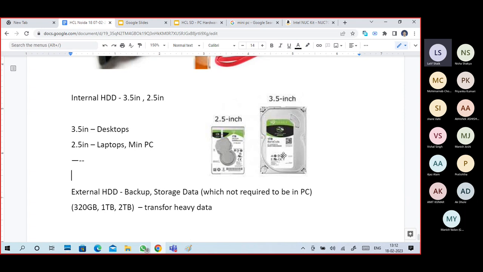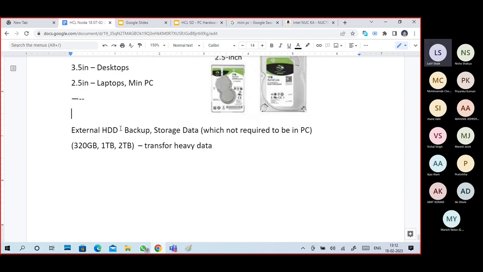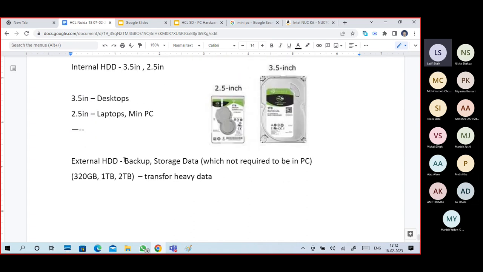Guys, 3.5 inches means for desktop purpose, 2.5 inches for a laptop or a mini PC. And another one is external hard disk. Internal hard disks are okay, but external hard disk, why? You want to store your backup. Don't store your backup files in your same PC, okay? Better to store separately. We don't use tape drives for home purposes. We should at least use an external hard disk for storing your important files or backup files.